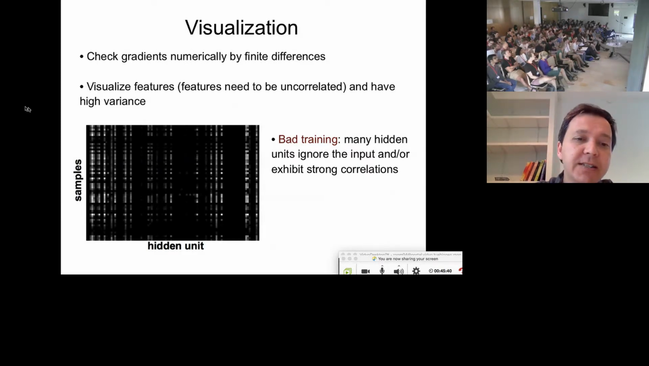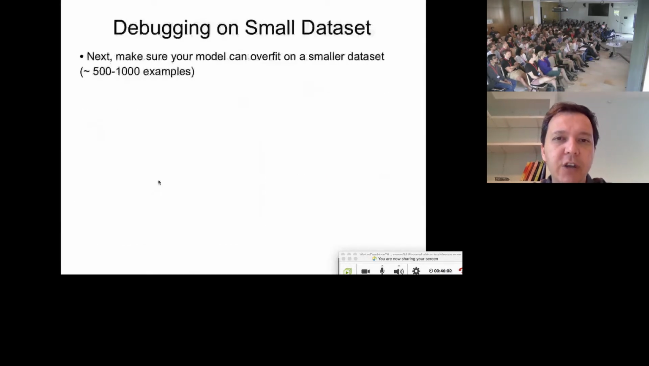And you can also see some units are highly correlated, which basically means that they're extracting the exact same thing. And that would be an example of finding a bad local optimum, or not really doing something right when you're training these models. So have a look when you're training these models.